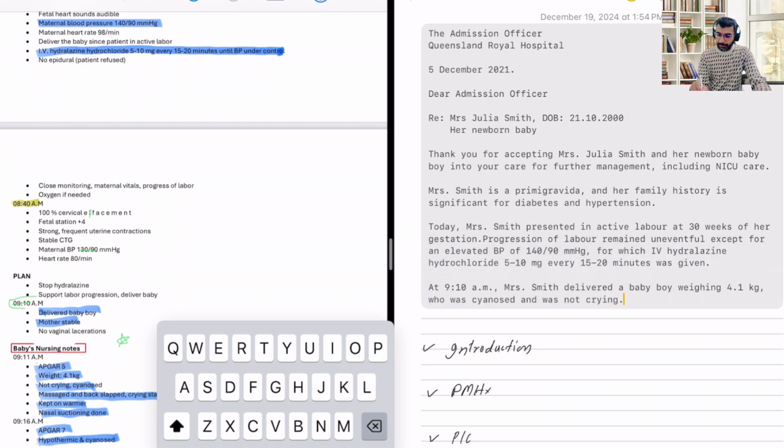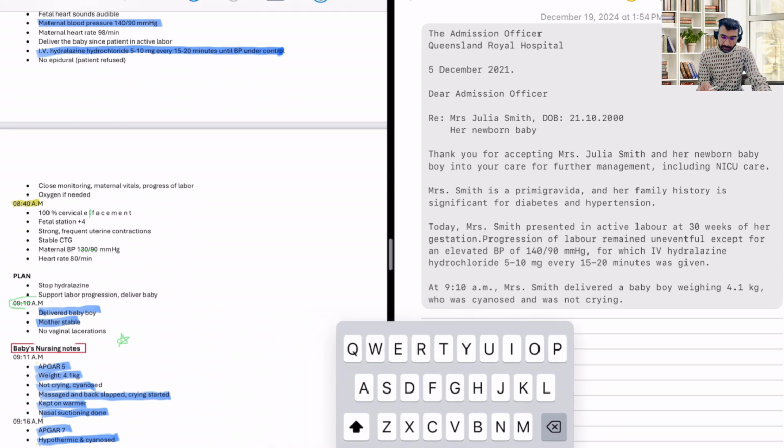At 9:10 a.m. Mrs. Smith delivered a baby boy weighing 4.1 kilogram who was cyanosed and was not crying. Then what? Then we will write the baby's APGAR score here. Then we will write that we massaged the baby, kept it under warmer, back slapped the baby, then baby started crying, then baby's APGAR score improved to 7. Then we will write, however, baby is still hypothermic and cyanosed.